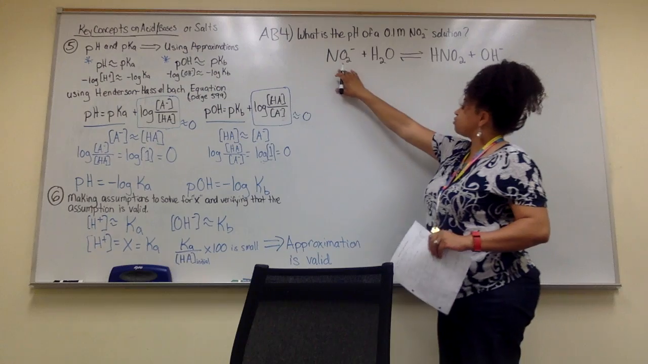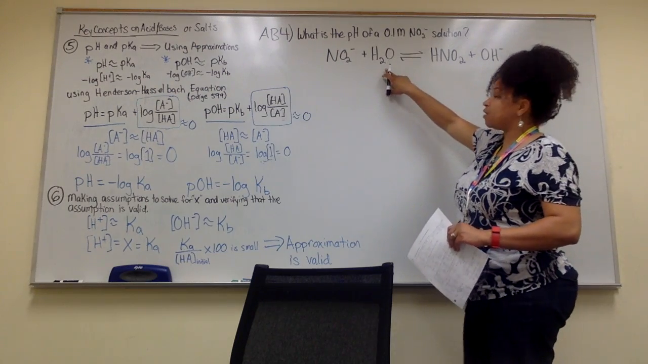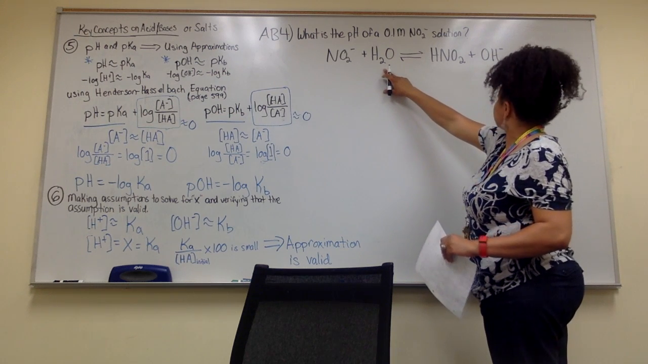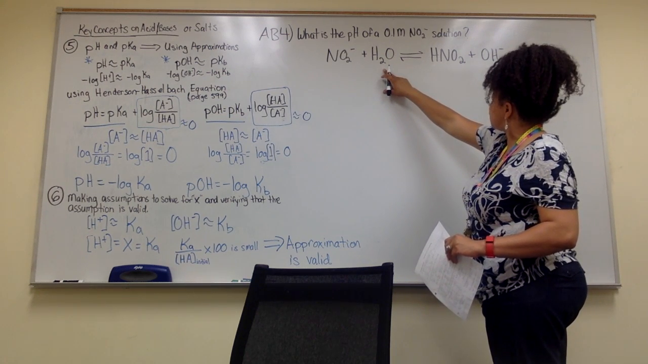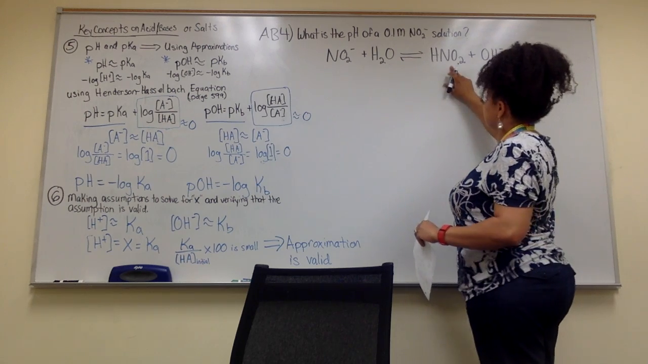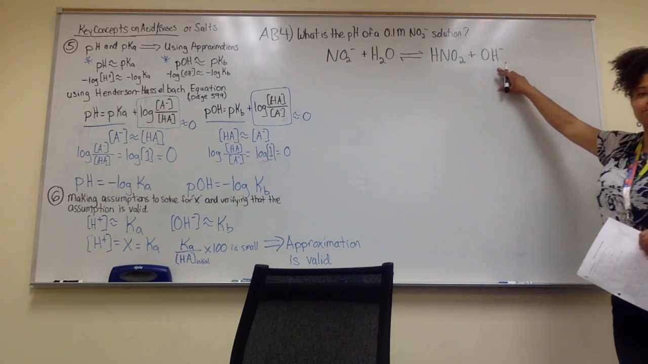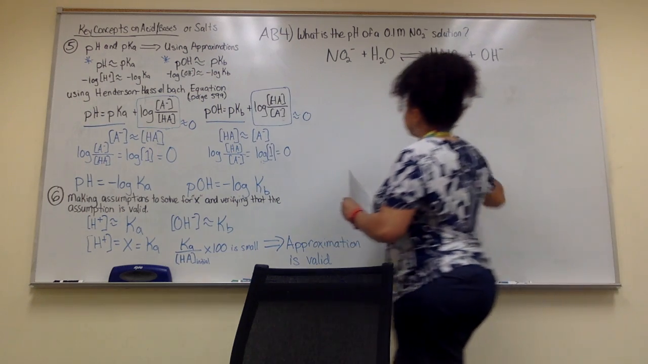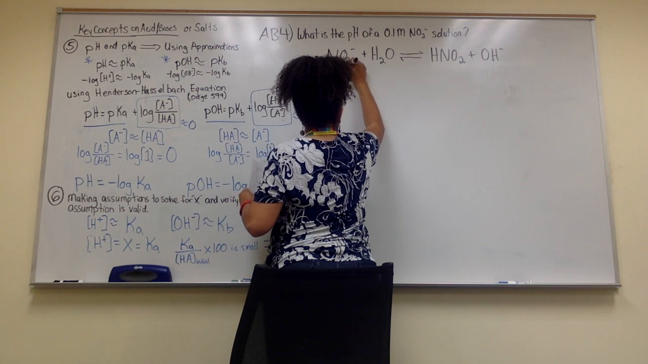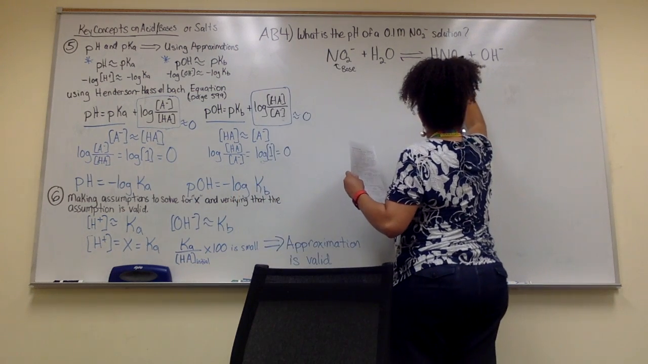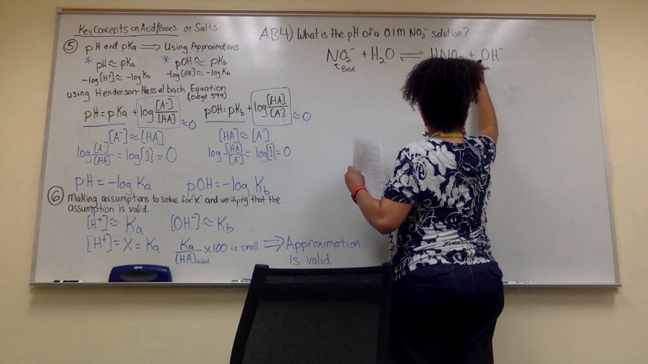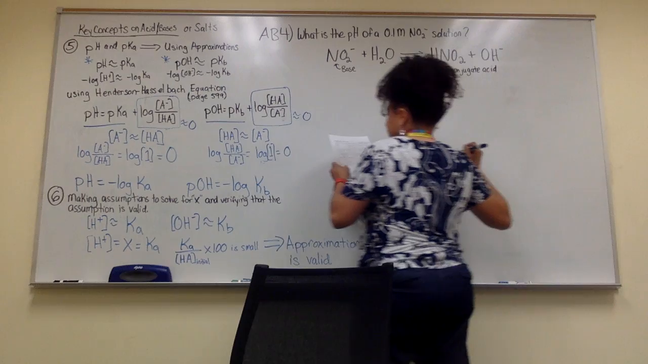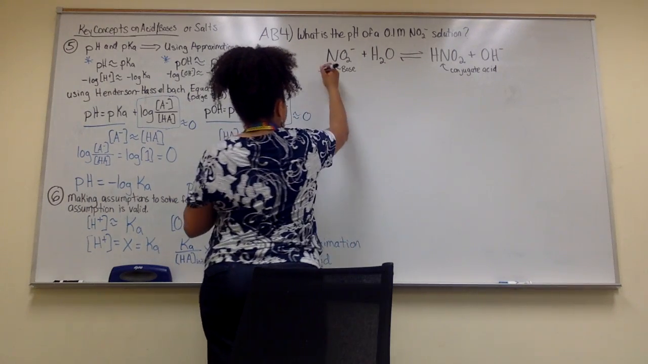So we take this NO2 minus, which is what we start with, we add water, and then one of the H's goes to the NO2, and then we're left with the hydroxide coming off to be minus OH. Okay, so this is the base, and this is the conjugate acid. All right, so now let's set up our ice table.